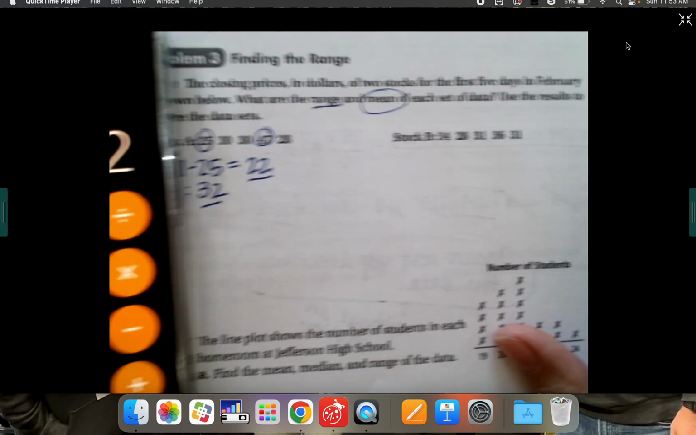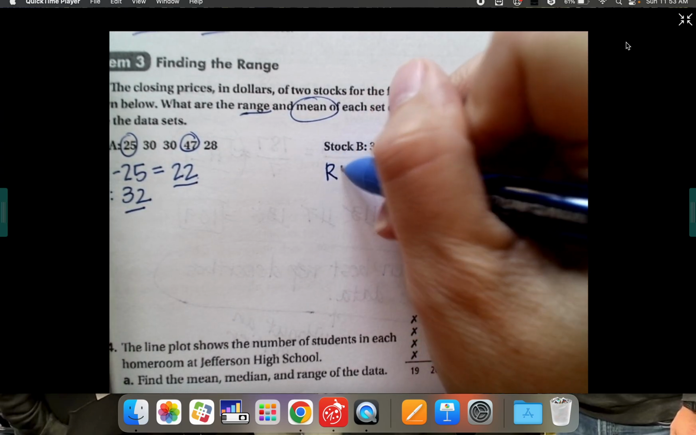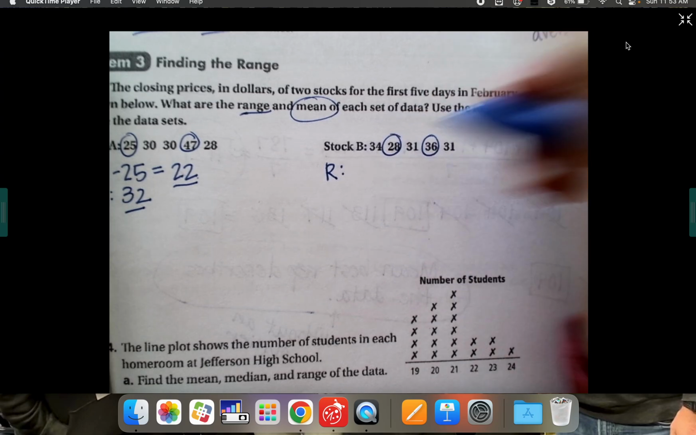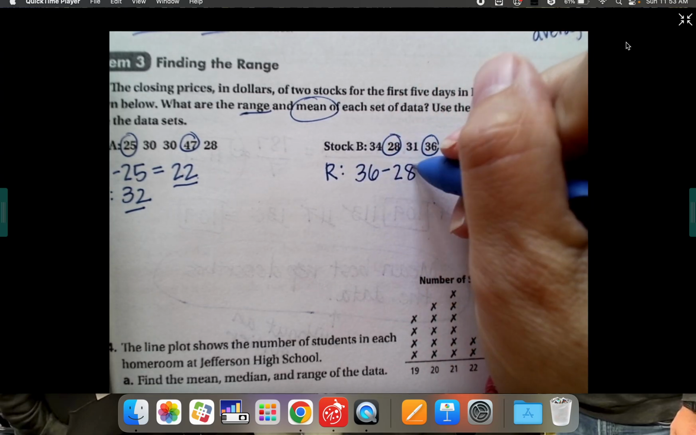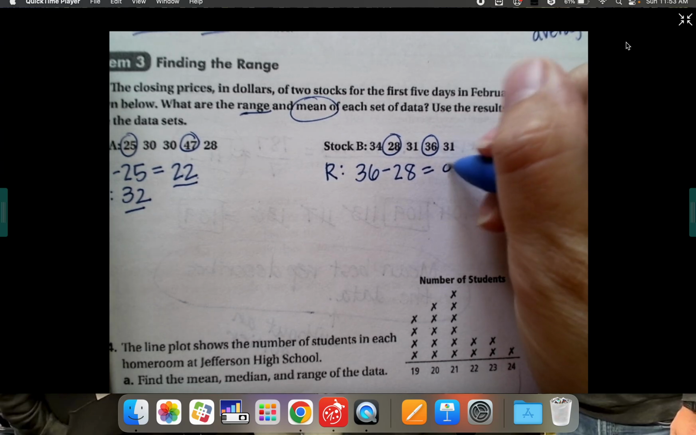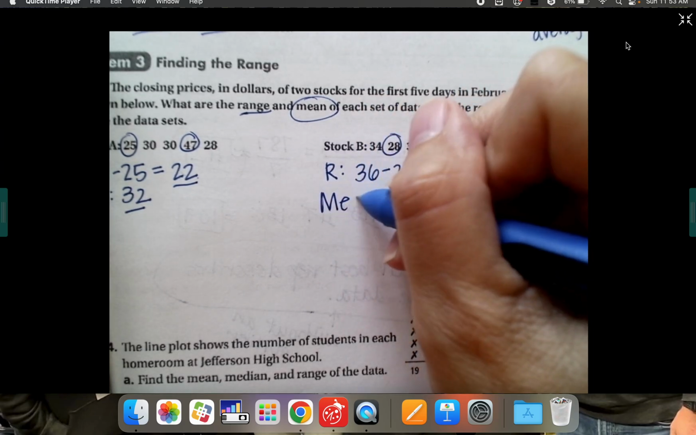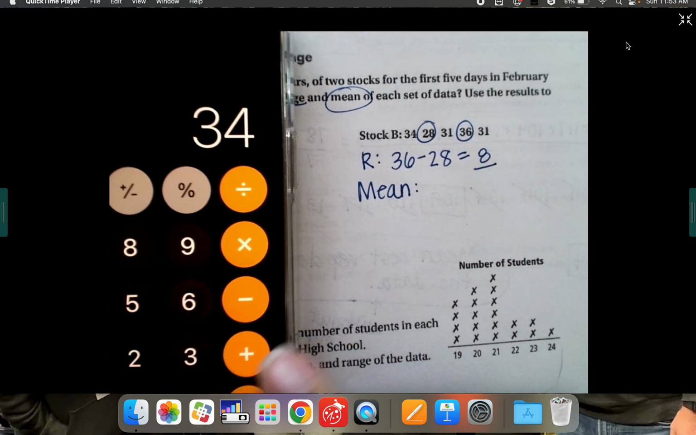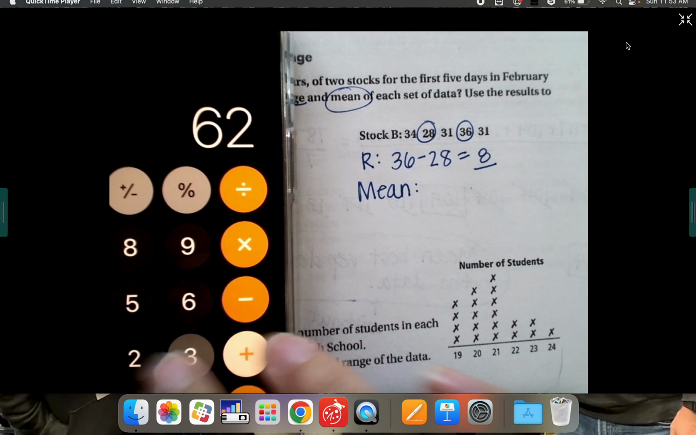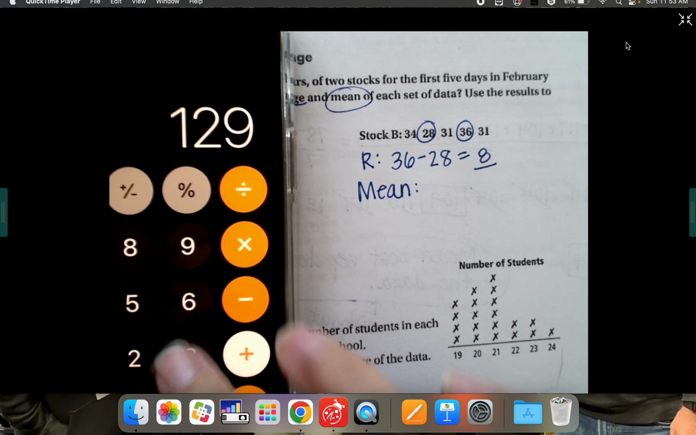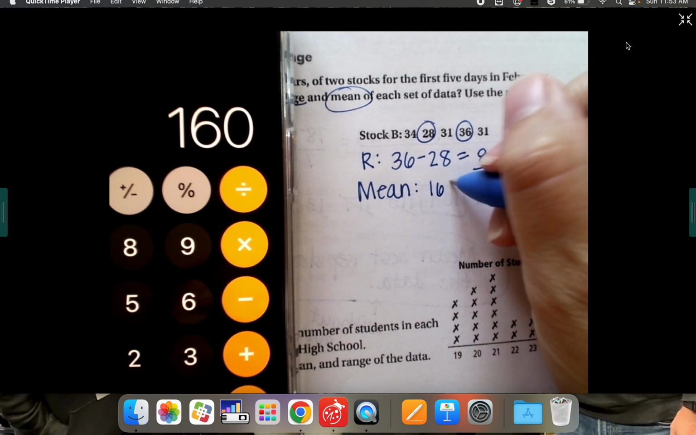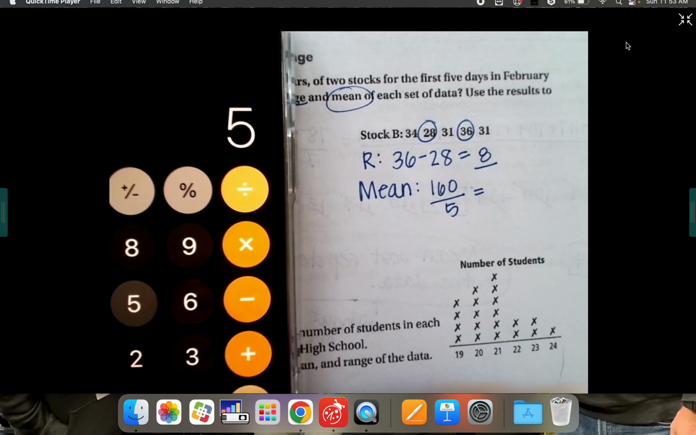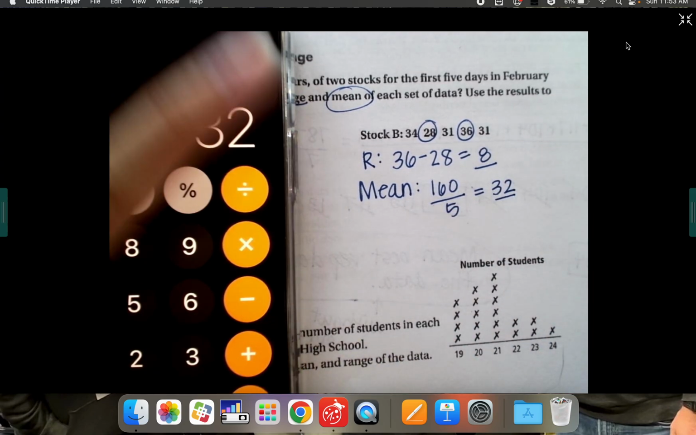Let's find stock B. So stock B, my range is my biggest number, which is 36, minus my smallest number, which looks like it's 28. So 36 minus 28 is 8. And then if I took the mean really quickly, I'm just going to add these up on my calculator real fast here. So I've got 34 plus 28 plus 31 plus 36 plus 31 again. That is 160 divided by 1, 2, 3, 4, 5 numbers. 160 divided by 5, that gives us a 32 for the mean.